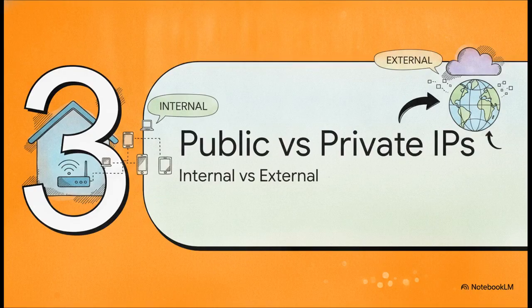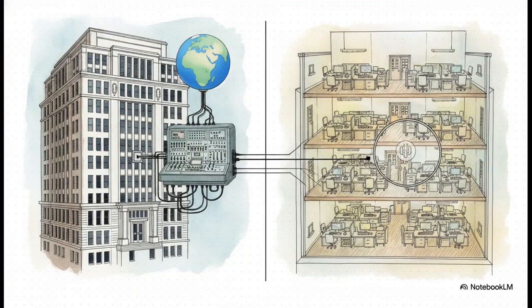Next up is Section 3, public versus private IPs. Think of it kind of like this. Your public IP is like your company's main phone number. It gets assigned by your internet service provider. It's totally unique out there on the internet. And examples would include addresses like Google's 8.8.8.8.